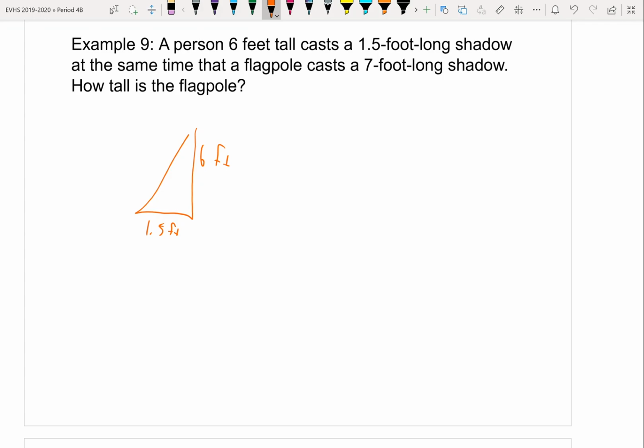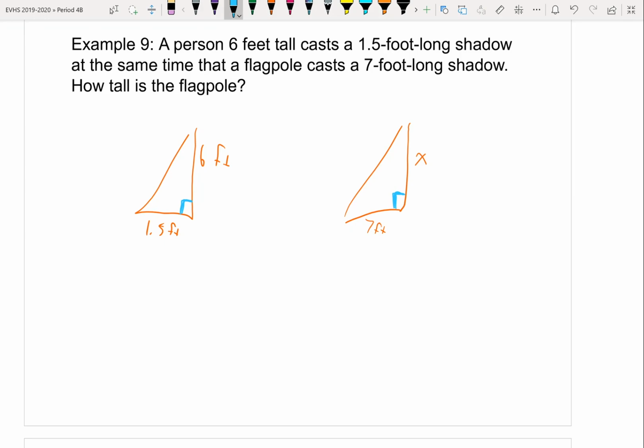We've also got at the same time a flagpole that casts a 7 foot shadow. How tall is the flagpole? Now, here's one thing that we have to make sure we do. We're going to assume that when we measure height, we're always measuring it straight up from the ground, a perpendicular distance, because that's what the definition of height is. So the ground and the person and the flagpole is going to be a 90-degree angle.